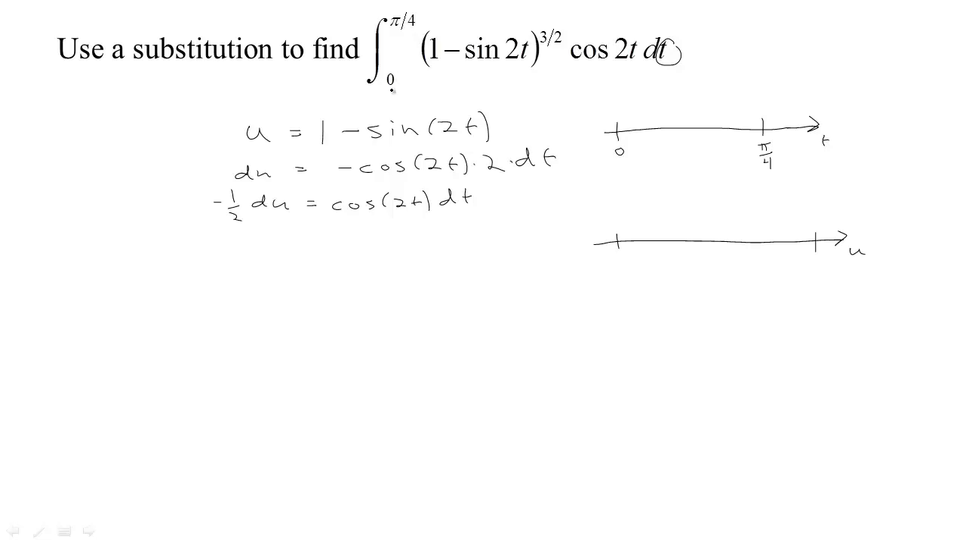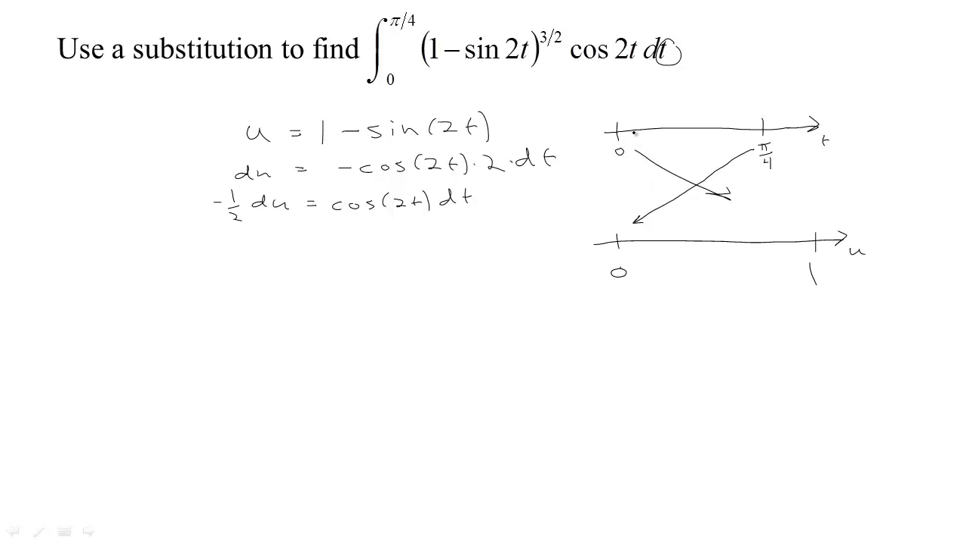So if we look at 0, the sine of 2 times 0 would be 0, so we get 1 minus the sine of 0, which is 1. So 0 is actually being moved over here to 1. Now pi fourths, the sine of pi fourths, let's see, 2 times pi fourths is pi halves, and the sine of pi halves is 1. So we have 1 minus 1. So when you plug in pi fourths for t, you find out that u is equal to 0.